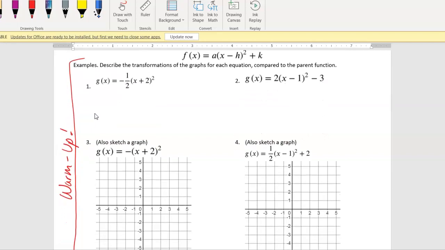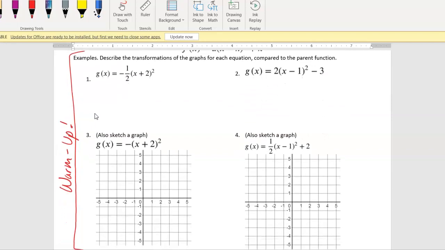And actually, you should already know how to do questions, at least questions 1, 2, 3, and 4 with describing the different transformations, because that's a review of what we did last chapter. So we're actually going to start there. I want you to do this as a warm-up. So I want you to pause the video, and I want you to see if you can figure out what transformations are taking place for each of these functions.